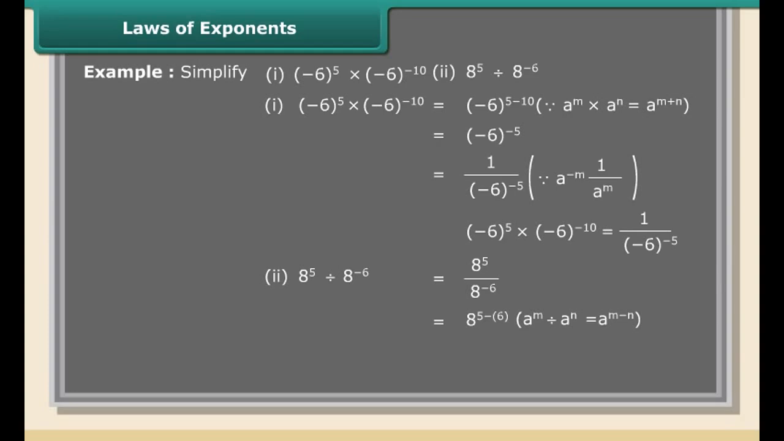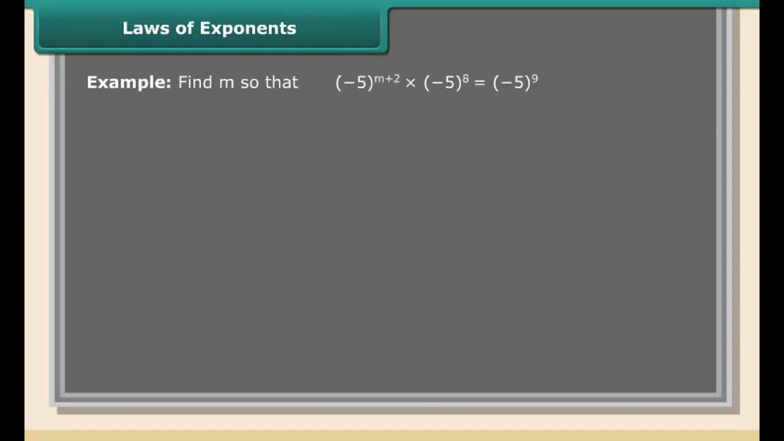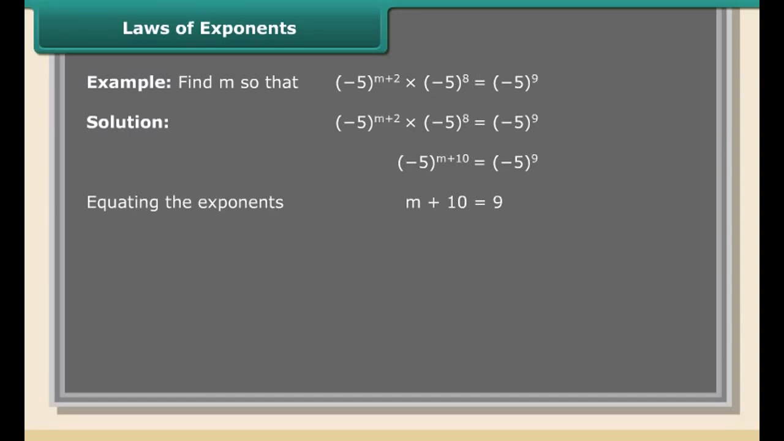(-6)^5 into (-6)^(-10) is equal to (-6)^(5-10), since a^m into a^n is equal to a^(m+n), which is equal to (-6)^(-5), which is equal to 1 upon (-6)^5, since a^(-m) is equal to 1 upon a^m.